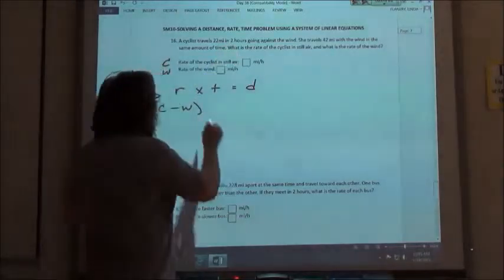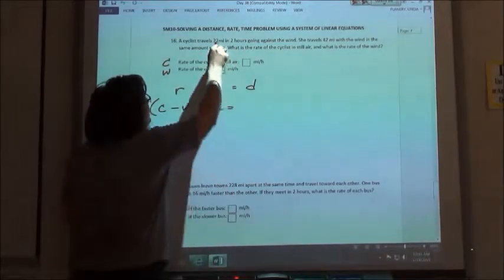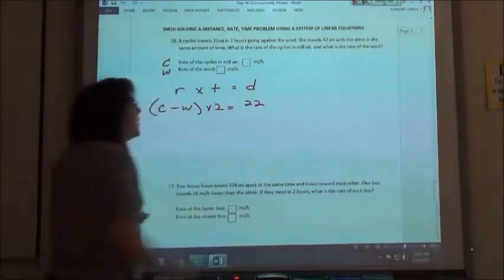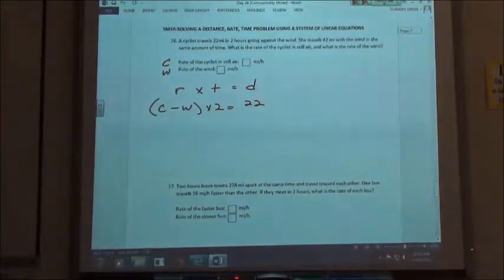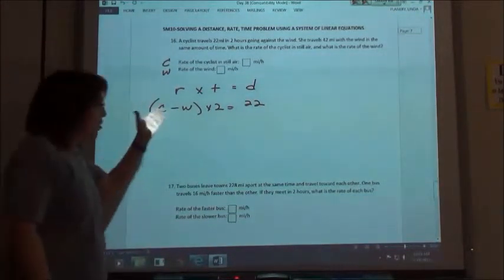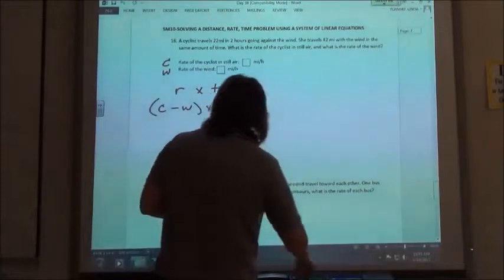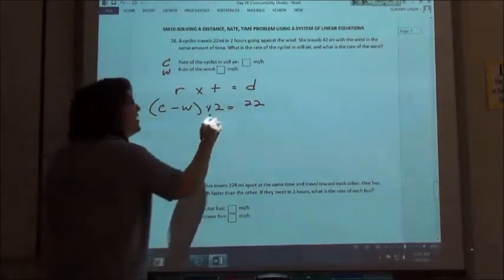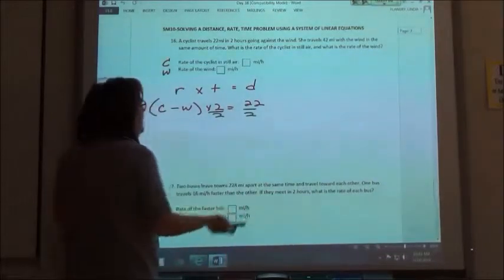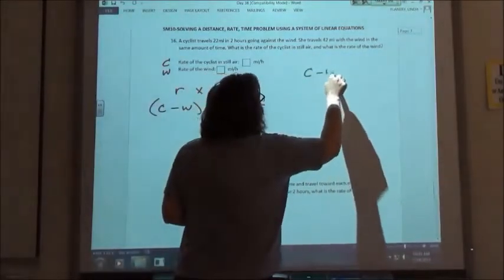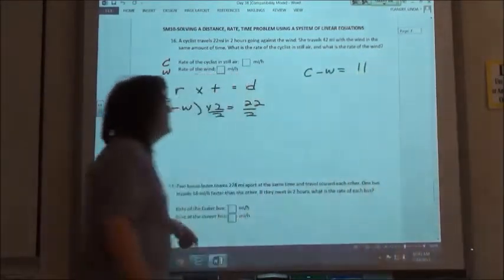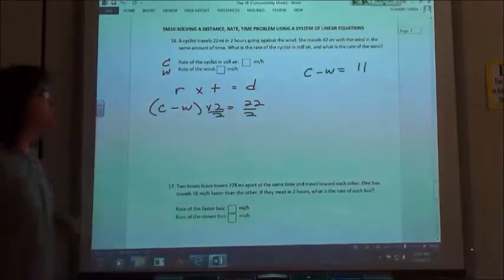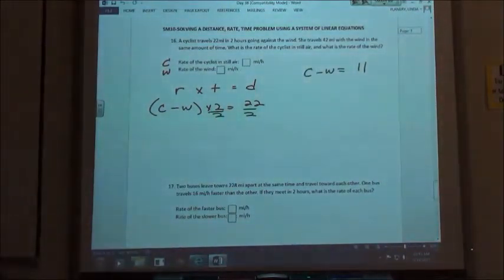The time was 2 hours. The distance, 22 miles. So what they're going to do with that equation is get the variables by themselves by dividing by that 2 first. And so I'm going to have C minus W equals 11, because 22 divided by 2 is 11. So I've got one equation.